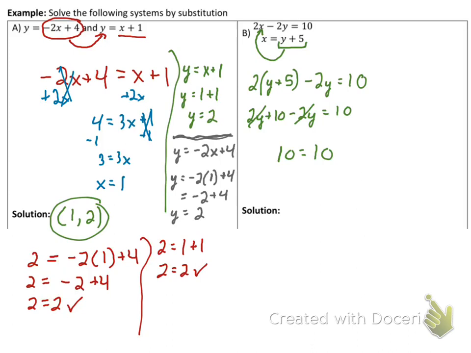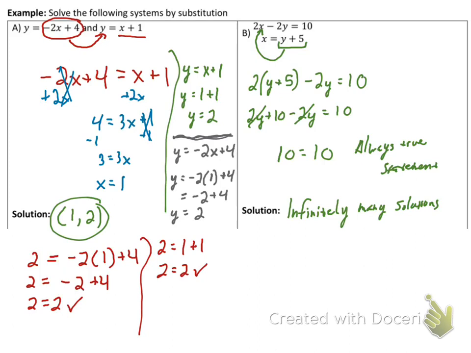Well, if your variable went away, then you're either going to have no solution or infinitely many solutions. Think back to videos from several units ago when we looked at infinitely many or no solution types of problems. So if 10 equals 10, that's an always true statement. And so if it's an always true statement, there are going to be infinitely many solutions. Whatever ordered pair works for the first equation is going to work for the second equation.